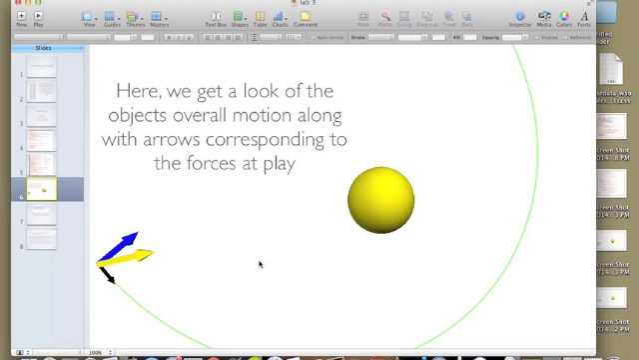And now we're given a screenshot of our recording, in which in the center we have our black hole, and off to the left we can see our star at a certain position. Here we get a look at the object's overall motion along with the arrows corresponding to the forces at play. We have the perpendicular one, which is always perpendicular to the motion, the parallel one, which is parallel to the motion, and finally gravity, which is always towards the center.